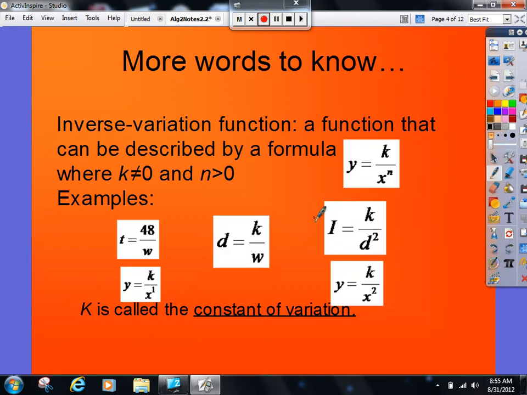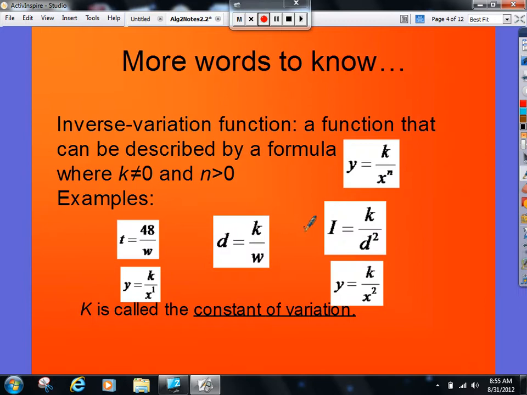Okay, here is the function. When we read those key words, inversely proportional to, we are going to write this function down. y equals k over x to the n. Again, k can't be 0 because if that's the case, we just have y equals 0 and there's no real relationship there, and n has to be positive.